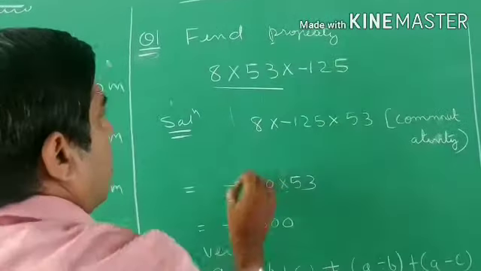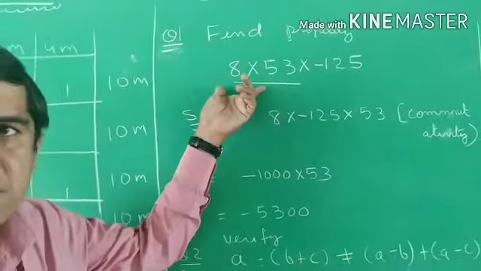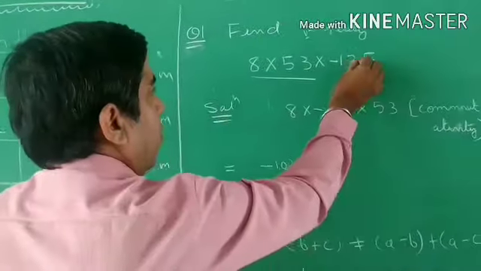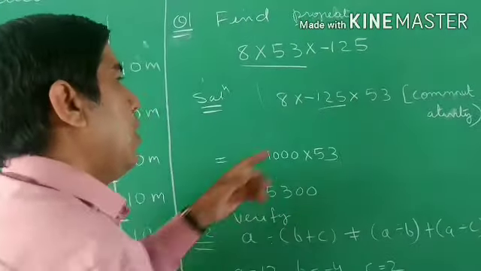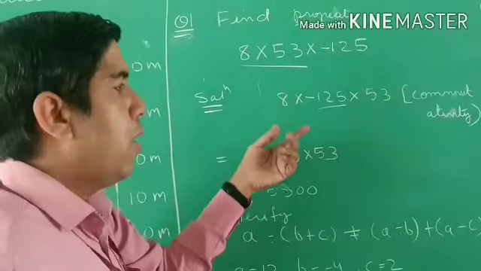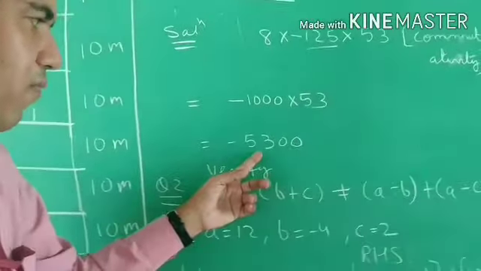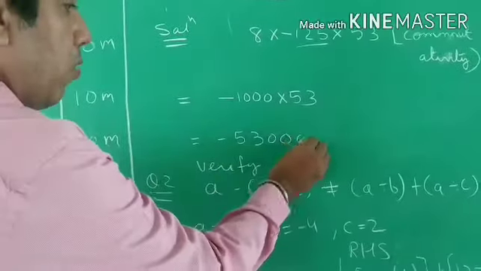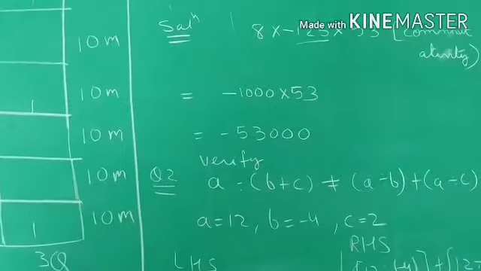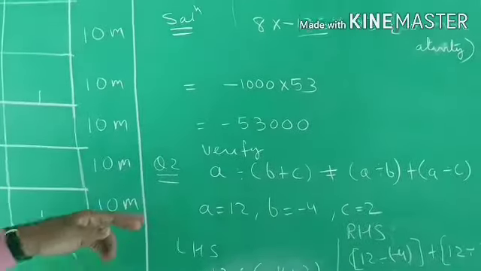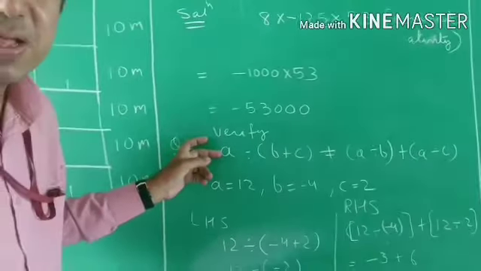So property means I want to simplify this multiplication. So I will transfer this to this side. You can see I have done it here, and it becomes 1000, and 1000 into any number you know how to do. The answer comes here minus 5300. 1000 will come here, sorry. Minus 53,000 is the answer. Got it, everyone?